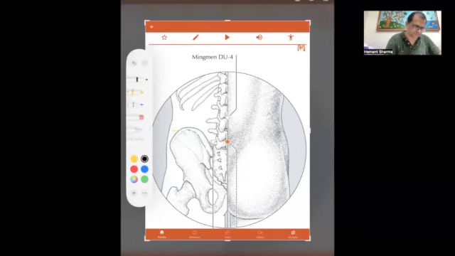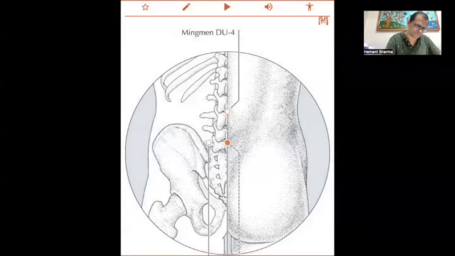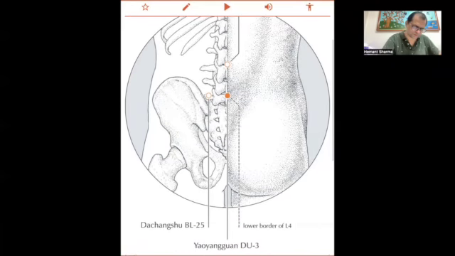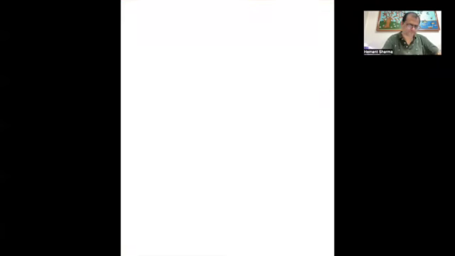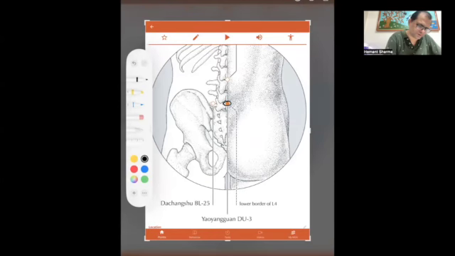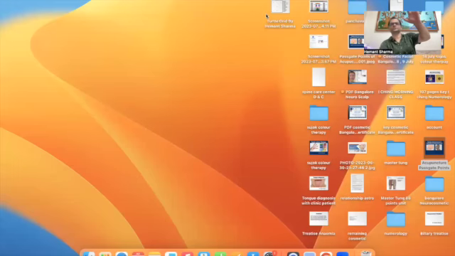At the upper border of the hip bone, when we are coming, then we are touching the lumbar 4 vertebra. Below the lumbar 4 vertebra in the center, we are having the governing vessel, sorry. So this is the governing vessel, DU3, right? We can see here, this is the DU3 just below the lumbar 4 vertebra, and the lumbar 4 vertebra is at this level. So will you be able to search it now?